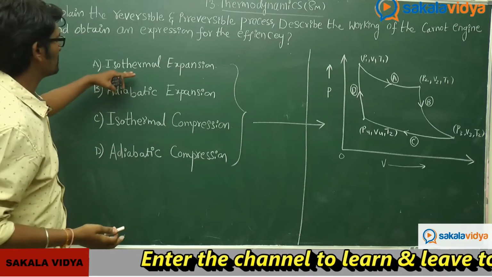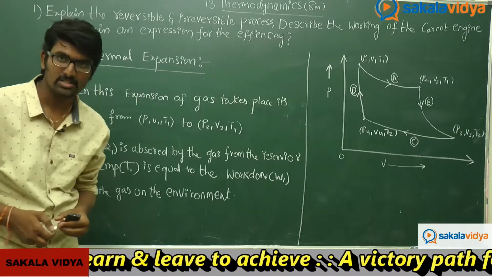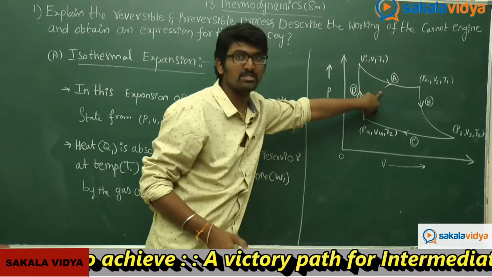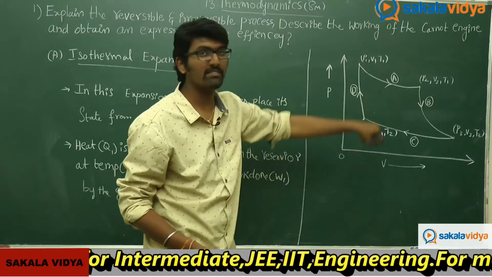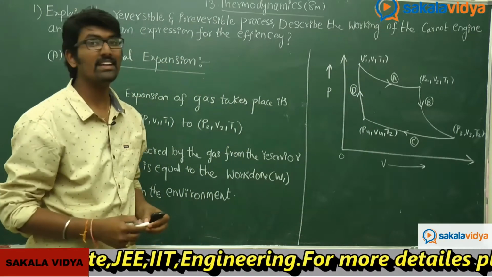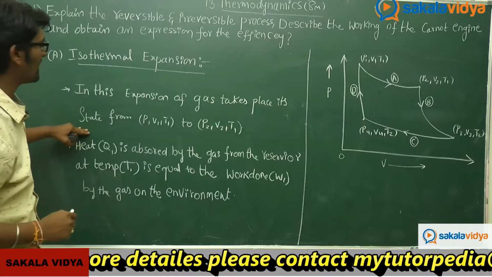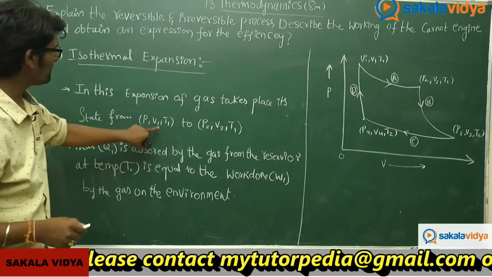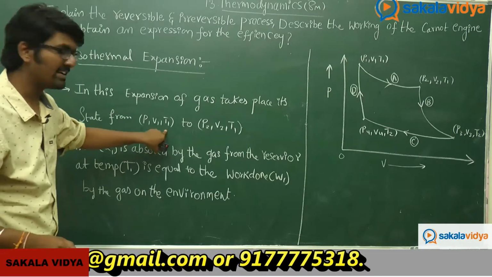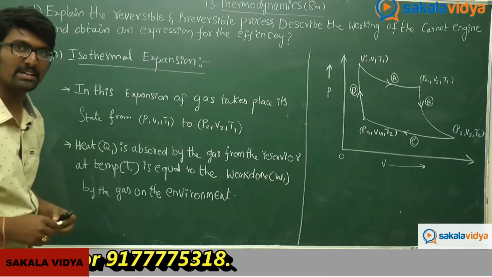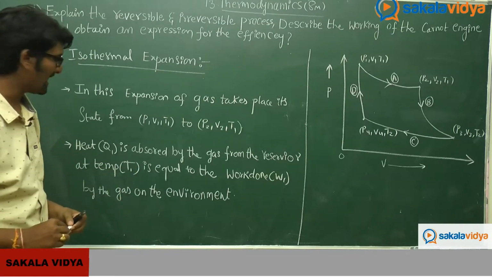Let us have a discussion on what is isothermal expansion. If you see here, A is known as isothermal expansion, where the state changes from P1 V1 T1 to P2 V2 T1, where P is pressure, V is volume, and T is temperature. In this expansion, the gas expands from P1 V1 T1 to P2 V2 T1. Heat Q1 is absorbed by the gas from the reservoir at the temperature T1, equal to the work done by the gas on the environment.